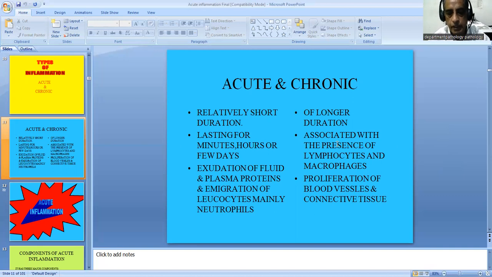What does that mean? It means that plasma proteins and cells leak out, exude out of the intravascular system into the extravascular space. So that is exudation. Whereas in chronic inflammation, the characteristic feature is proliferation of the blood vessels and connective tissue to produce granulation tissue. So it is basically proliferative in nature, whereas acute inflammation is exudative in nature.